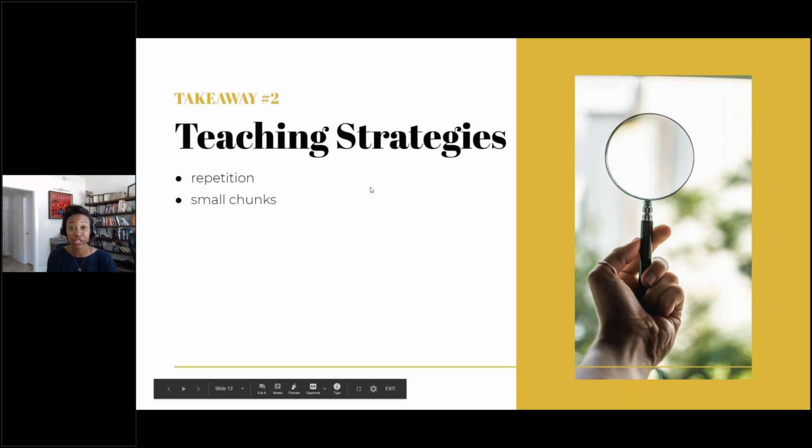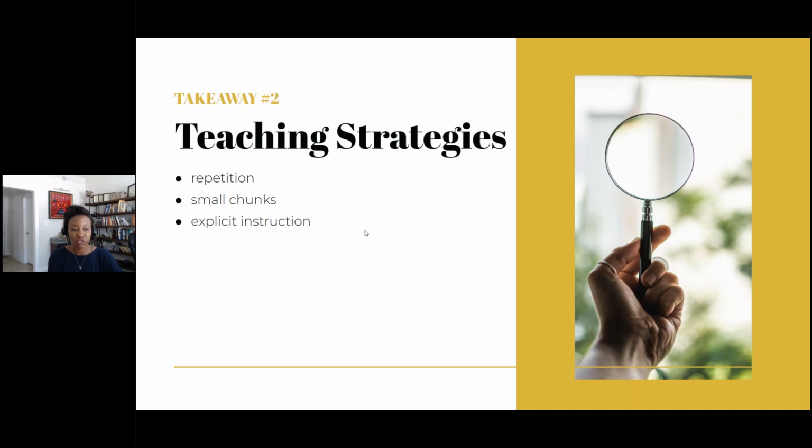Also, small chunks. I know that I have been guilty over the years of giving students 15 or 20 vocabulary words. That's bad practice. It is too much. In fact, they recommend that if you're doing vocabulary words, for example, that it's 10 words at a time. So small chunks. Explicit instruction.